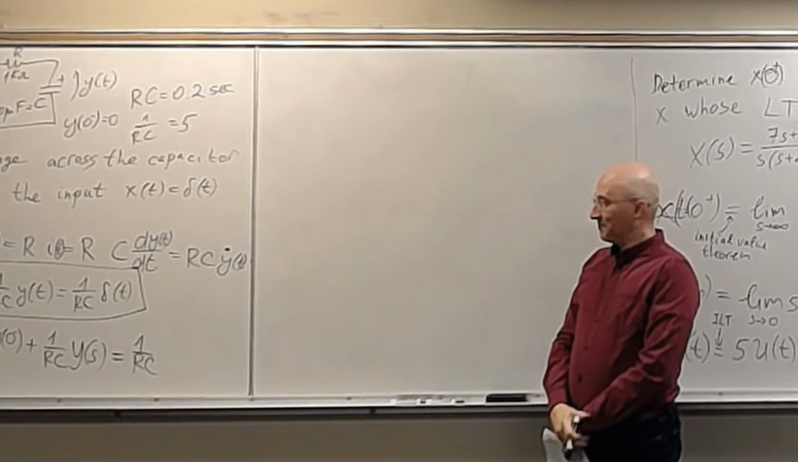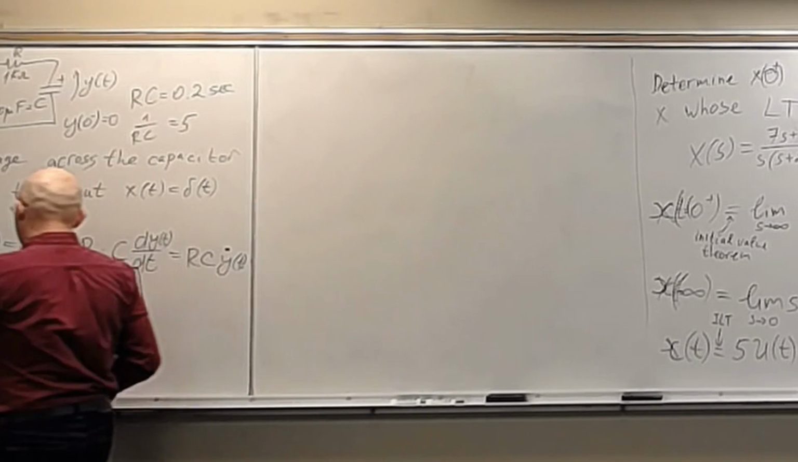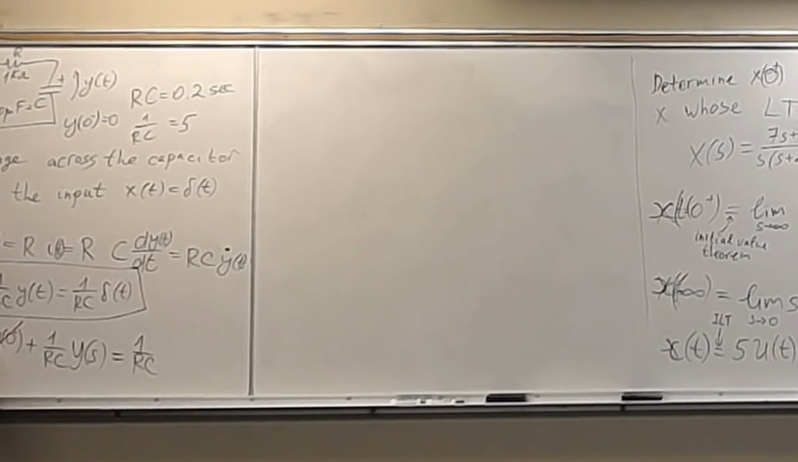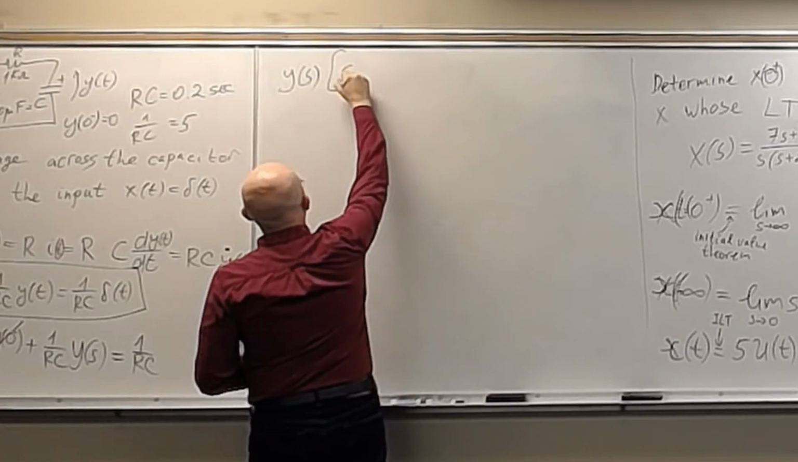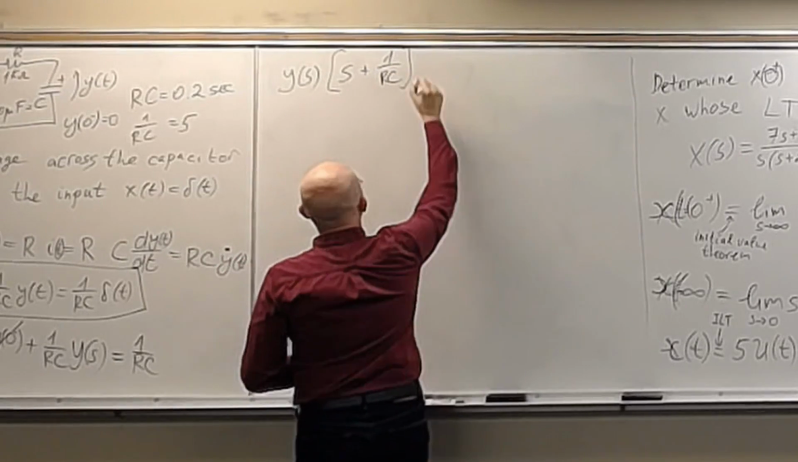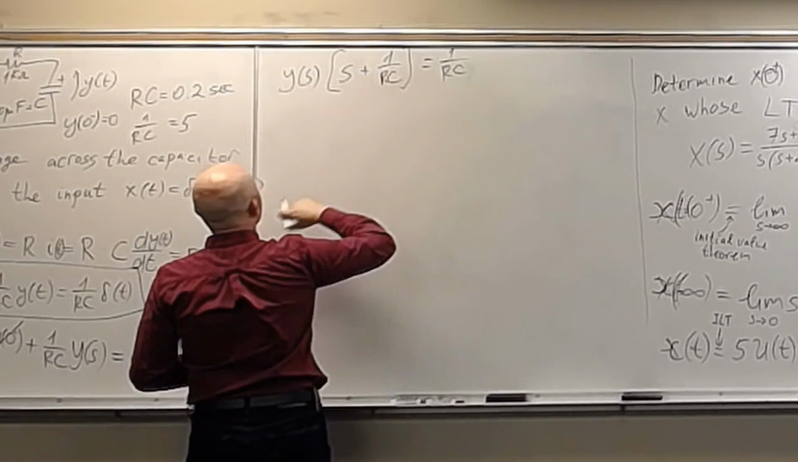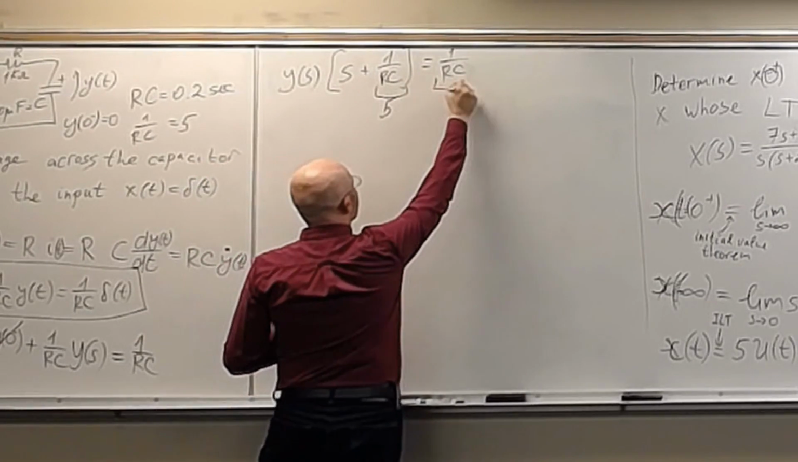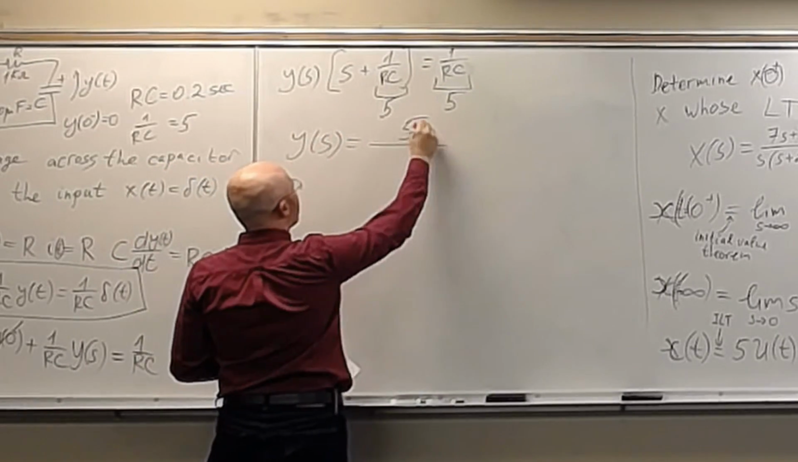Now let's do algebra. You love algebra, right? No. So we have y here, so this one goes to 0. Let's remove this one. You have y here and y here, let's put them together. So we have y of s times S plus 1 over RC equals 1 over RC. So let's put all these numbers in. So this one is 5, and this one is 5. So y of S equals 5 divided by S plus 5.